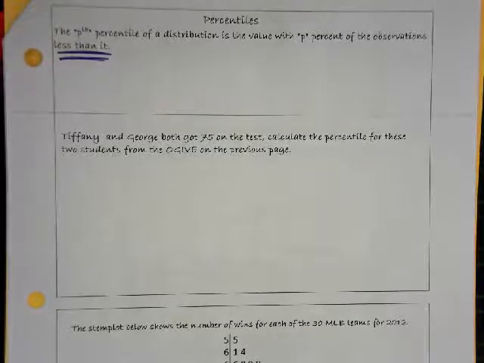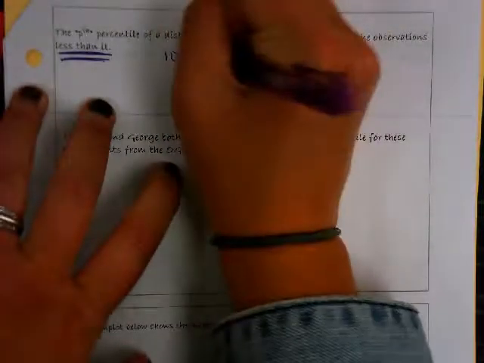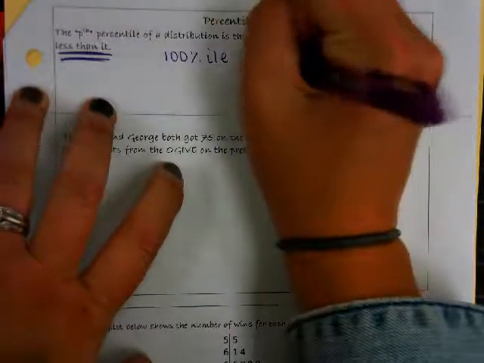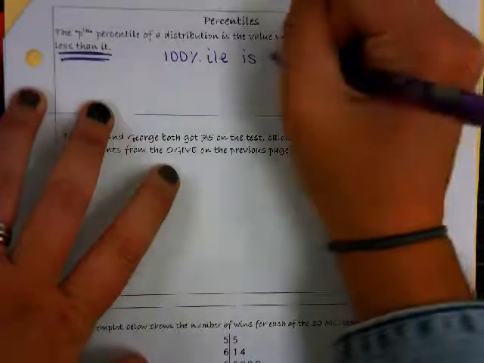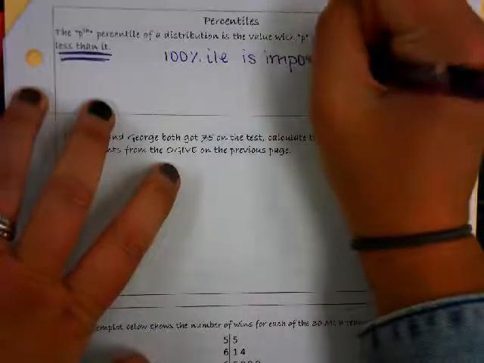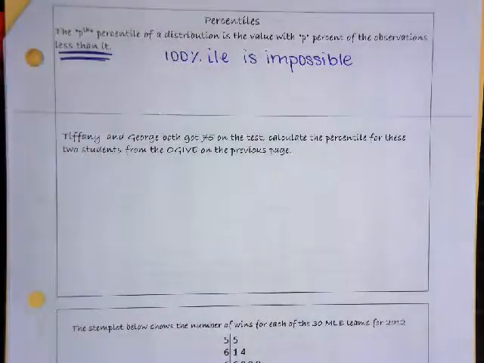I told you guys the 100th percentile was a myth. That's because you can't have 100% of the scores less than a score. It wouldn't work that way. If you have 10 scores and you're looking at the highest one, it's not going to be the 100th percentile because there's only 9 scores less than it, so it's actually the 90th percentile.